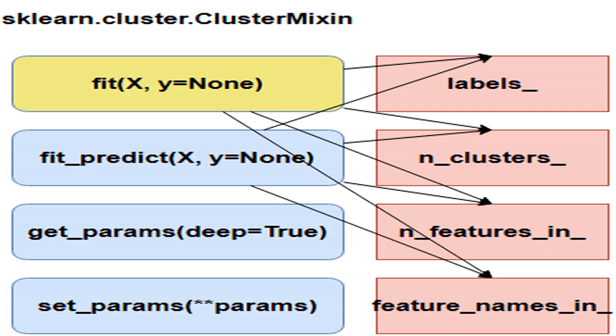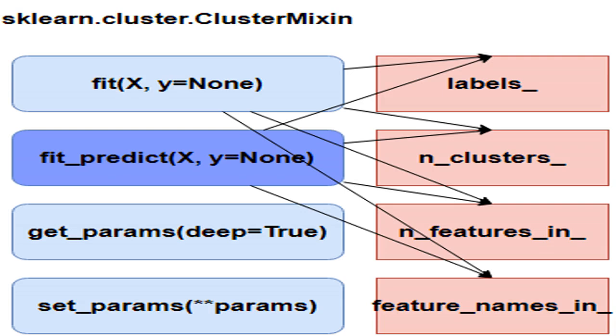fit(X, y=None): the fit function determines the cluster labels based on the input data X. fit_predict(X, y=None): the fit_predict function determines the cluster labels based on the input data X. n_clusters_: the number of clusters that the model has identified in the data. fit(X, y=None): the fit function determines the number of clusters based on the input data X. fit_predict(X, y=None): the fit_predict function determines the number of clusters based on the input data X.